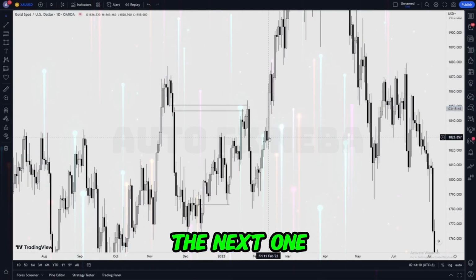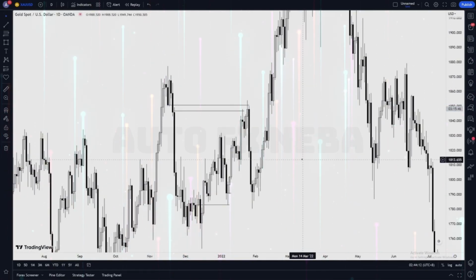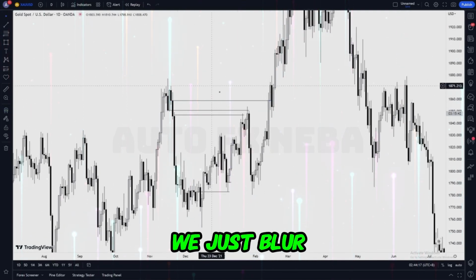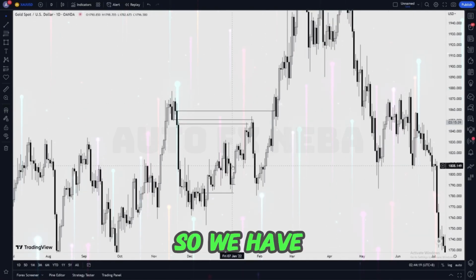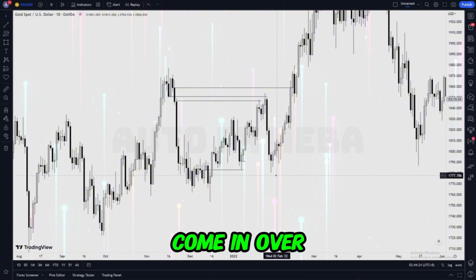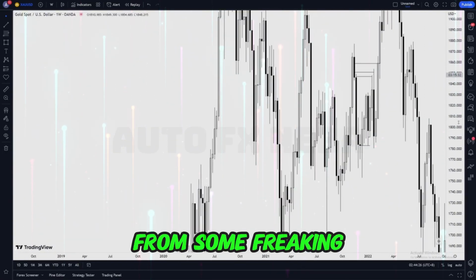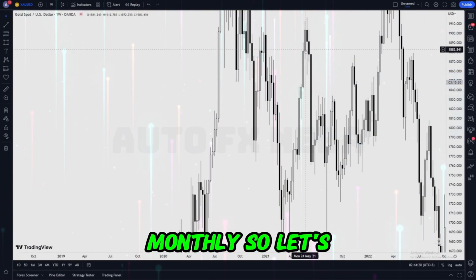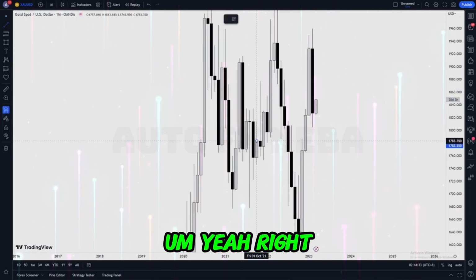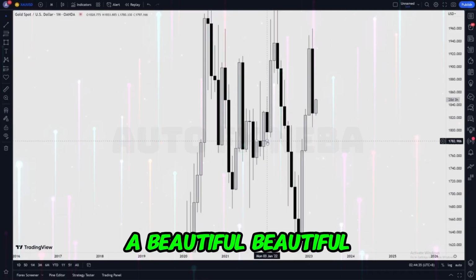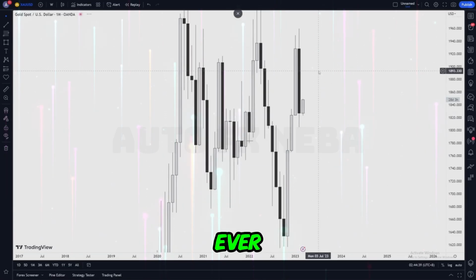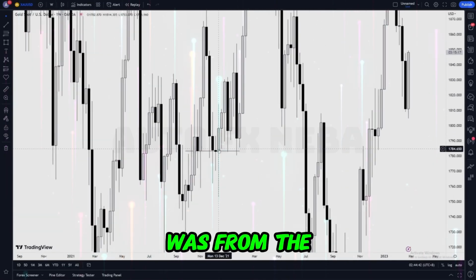And the next one comes about right here. In this case, we just blow up straight away, right? So we have to understand where price came in over here. When price just breaks, we have to understand where price came in. In this case, if I'm not wrong, price came from some monthly. So let's look at the monthly for this little area. Yeah, right there. This is a beautiful trade. This entire run up was my biggest ever profit.